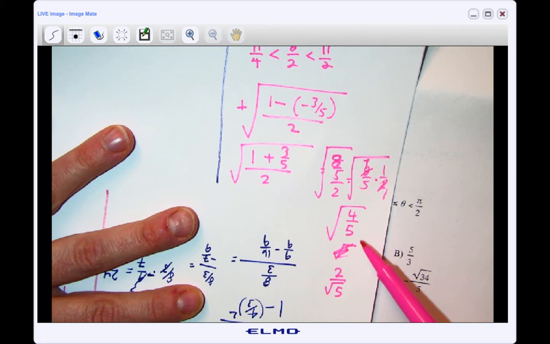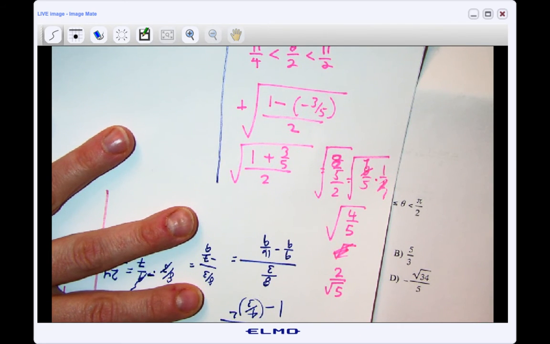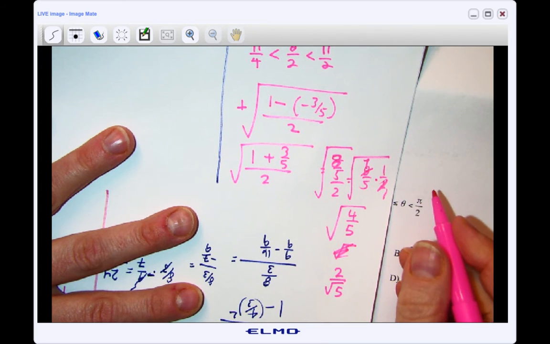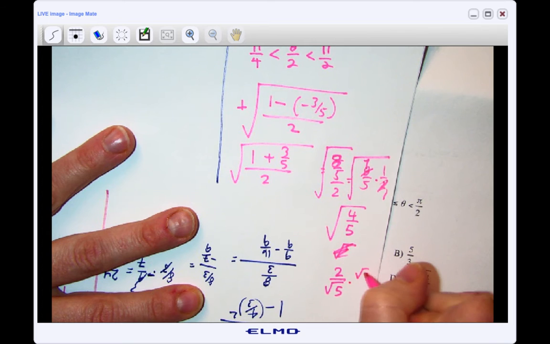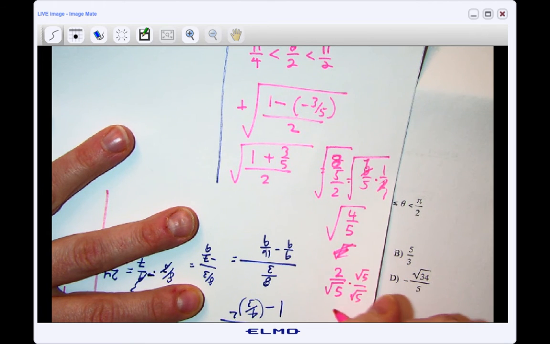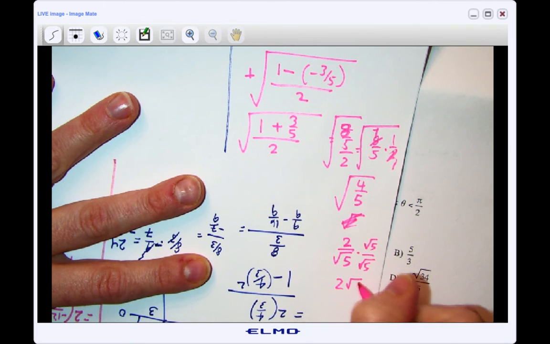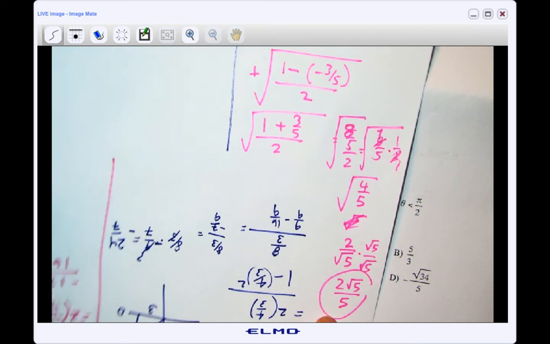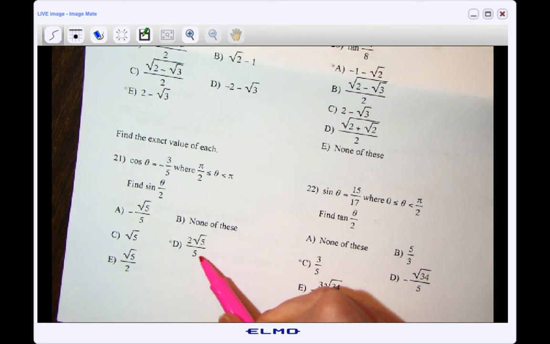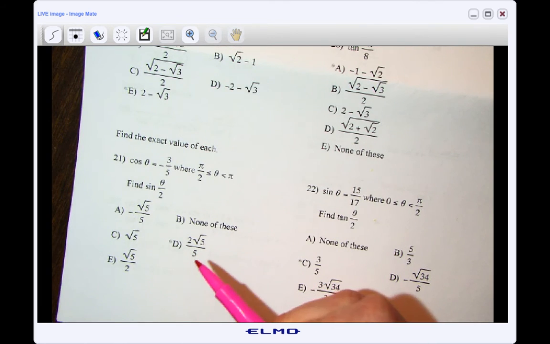5 we can't do. For me, this is a perfectly acceptable answer. I don't care about rationalizing. But if you're trying to pick it off of a multiple choice exam or check it with the back of the book, they're going to rationalize it. So they're going to multiply by root 5. So it's going to be 2 root 5 over 5. So this is the answer you're going to find on your multiple choice section. And 2 root 5 over 5 sounds good.